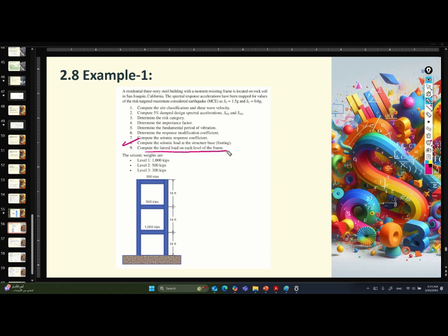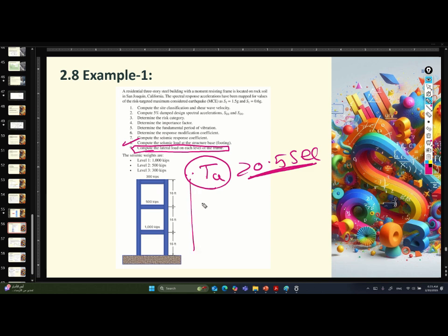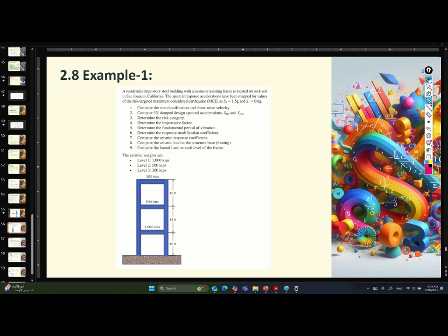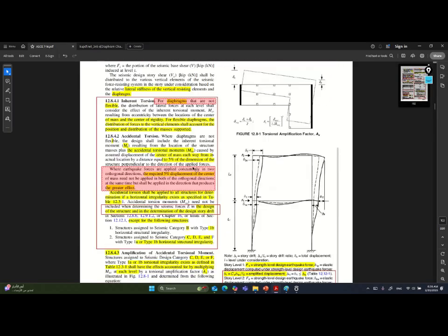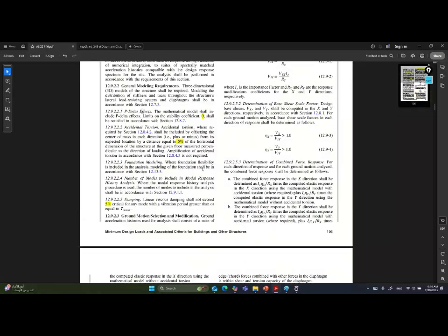Compute the lateral load on each floor. Of course, that one is very important, because after getting the T approximate, you will have to check if it is more than 0.5 second or not. Because if it is more than 0.5 second, in this case the distribution will not be uniform. It will be like parabolic maybe, so it will have a parabolic shape of the distribution of the vertical forces. So we will have to go to the vertical distribution. Let me check where the vertical distribution is.